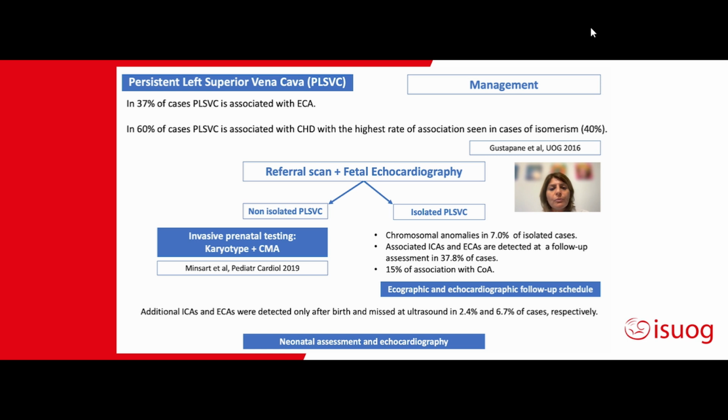The likelihood of chromosomal abnormalities is low in these cases. As a result, karyotype analysis is not routinely performed in these cases, particularly when first trimester screening indicates a low risk of aneuploidy. However, given the significant association with coarctation of the aortic arch, with anomalies that may only become apparent during follow-up, ongoing ultrasound and echocardiographic monitoring is advised. Additionally, a neonatal assessment, including echocardiography, is essential to rule out postnatally the development of aortic coarctation following ductal closure.